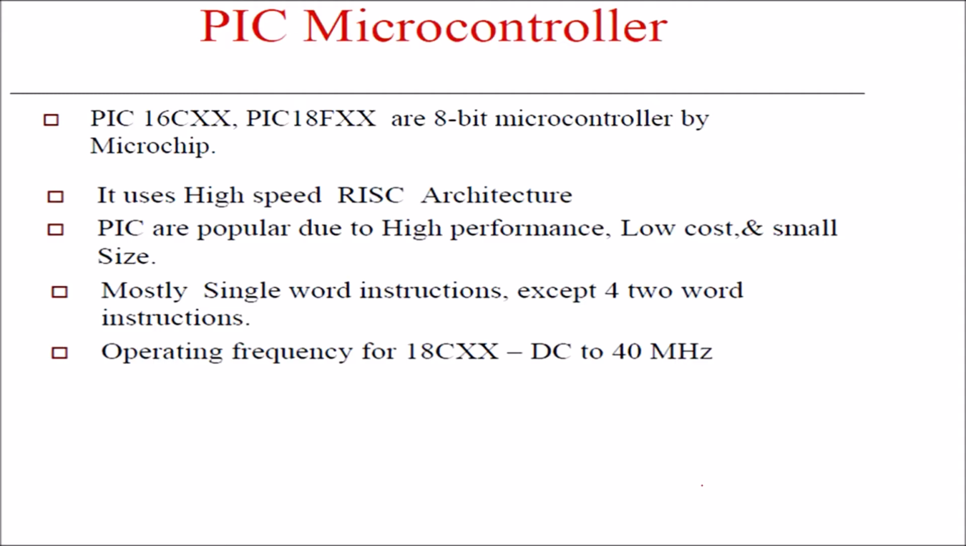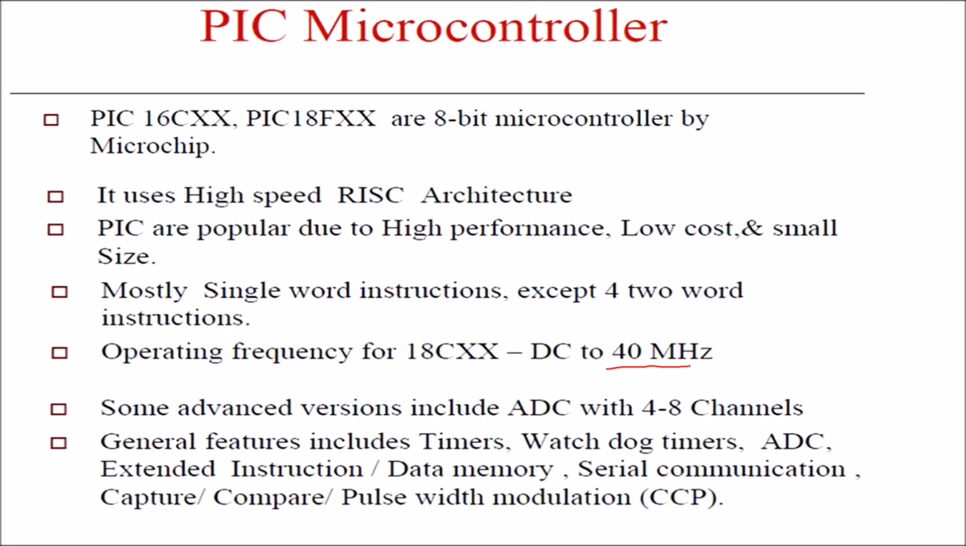The operating frequency range of PIC microcontroller is DC to 40 MHz. So the maximum operating frequency of PIC microcontroller is 40 MHz. The advanced version of this PIC microcontroller includes ADC with 4 channels up to 8 channels. Now the general features of this PIC microcontroller are they include timers, watchdog timers, extended instruction, data memory, serial communication, capture, compare and pulse width modulation block, that is CCP block.